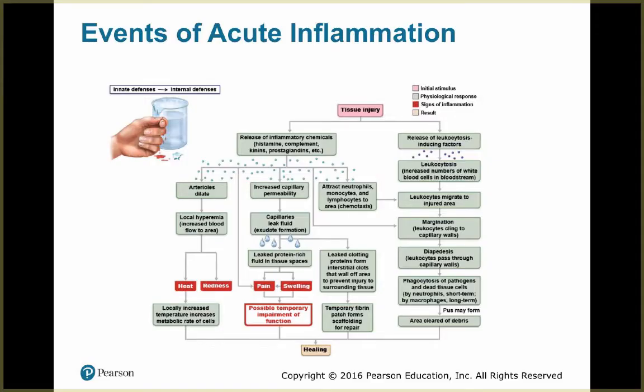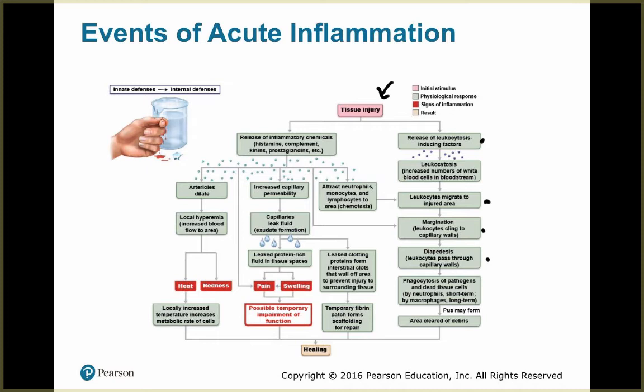The events of inflammation. So you have this initial stimulus here, which is tissue injury. You're going to have a couple things happen. The first physiological response, you're going to have a release of that leukocytosis inducing factor. That's going to cause leukocytosis, which is increasing the number of white blood cells in the bloodstream, and then you're going to start having leukocytes actually migrating to the area, specifically things like neutrophils. Margination is going to happen. At this point, leukocytes are going to cling to the capillary wall, specifically neutrophils.